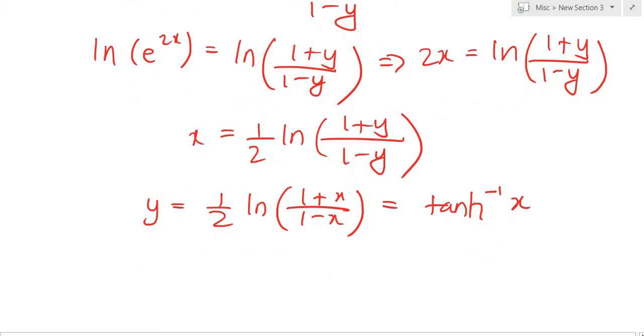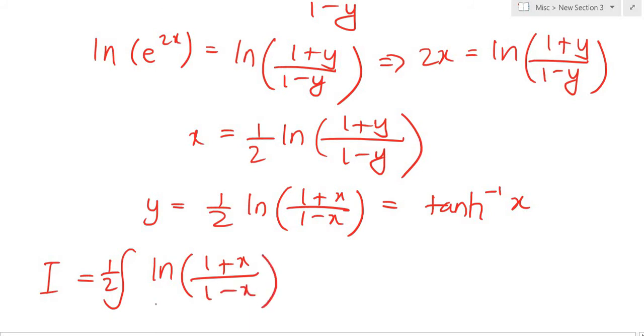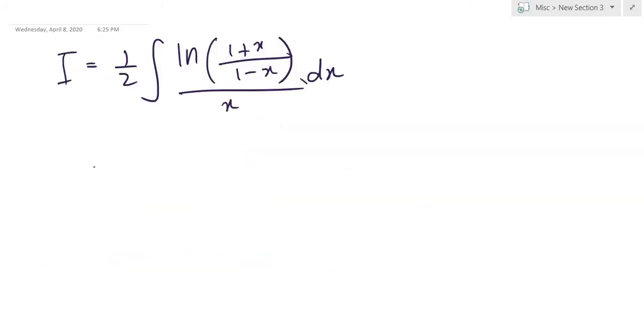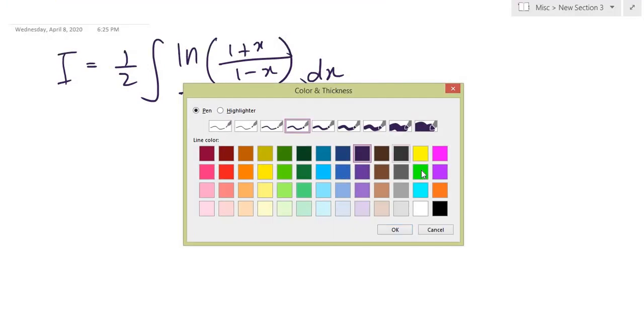So finally, because of this definition of the inverse tanh, our integral I simply becomes the indefinite integral of, put the half outside, the natural log of 1 plus x over 1 minus x, all divided by x, dx. Let's do this on a separate page. Well, this is our original integral. Now we can actually split it up into two because of this property.